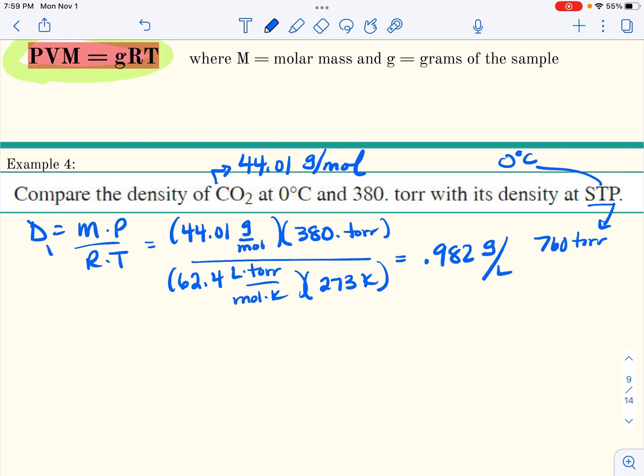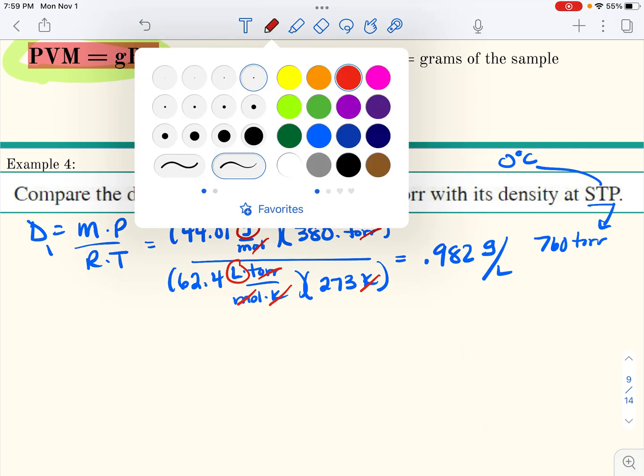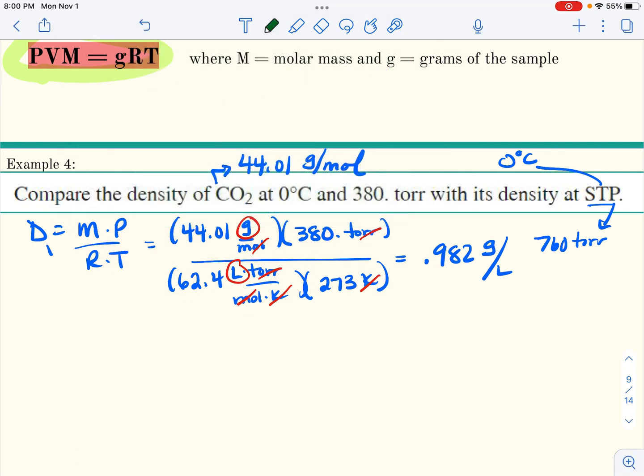grams per liter. And if you're not sure about those units, you can always come back in and cancel out what you know cancels. So I see torr and kelvins cancel and moles cancel, leaving me grams per liter. Okay, so that would be under the first set of conditions. Under the second set of conditions, we're going to do the same thing. And this would be molar mass again. It didn't change.